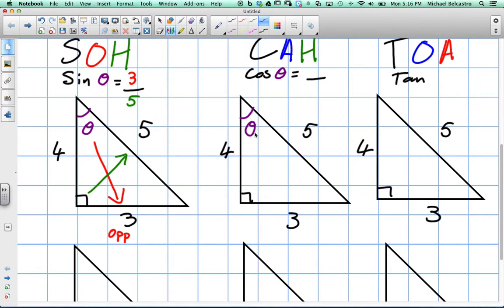Which side is adjacent to this theta? Adjacent means to be touching. And there's technically 2 sides touching it, but one of them is already spoken for. Which is the 4 side, the one with the 4 in it? Well, let's do this first. What do you think 4 is? Do you think that's the adjacent or the hypotenuse? Hypotenuse. Okay. What did we say about the hypotenuse? It's always across. So we know that because it's divided by the hypotenuse, that means the side that's touching but not the hypotenuse is 4. So cosine is equal to 4 over 5.